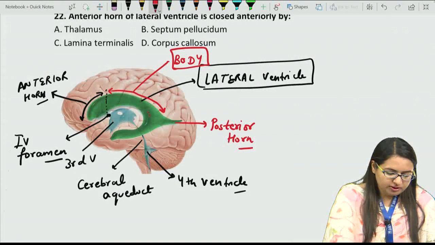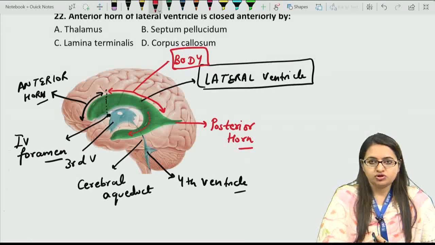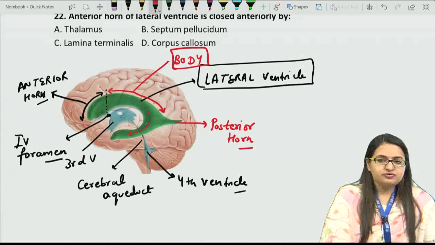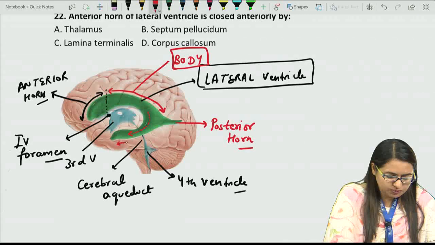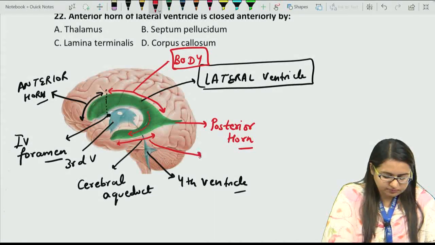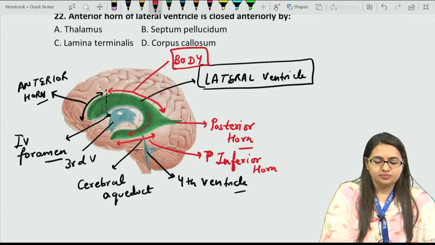Now this body over here continues below as the inferior horn. So the inferior horn is actually a continuation of the body only, and it is present towards the temporal lobe. This portion over here is the inferior horn, which is present towards the temporal lobe.